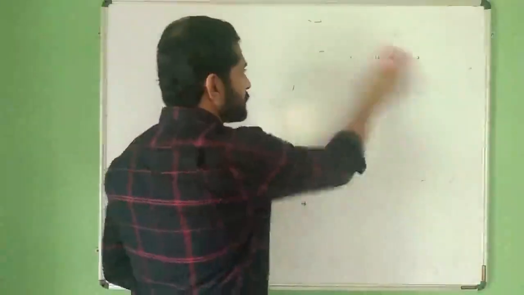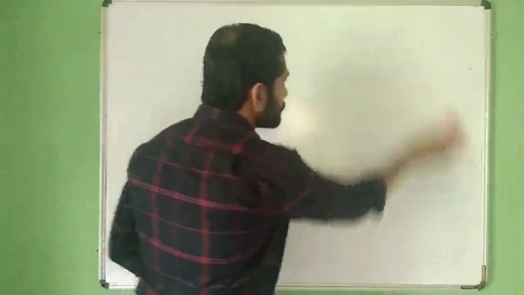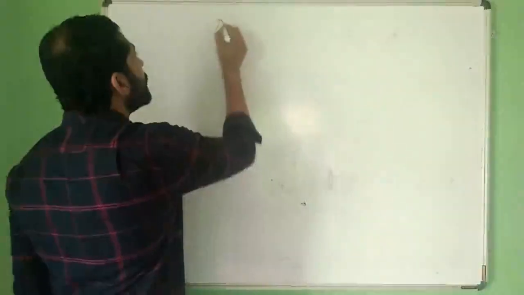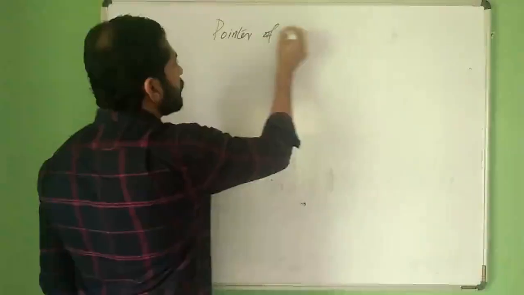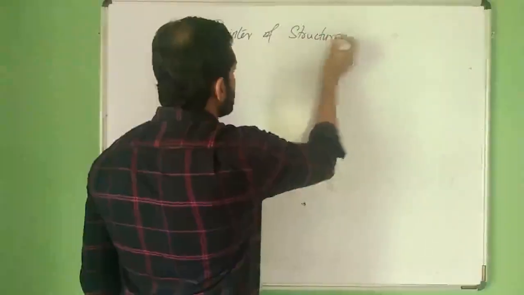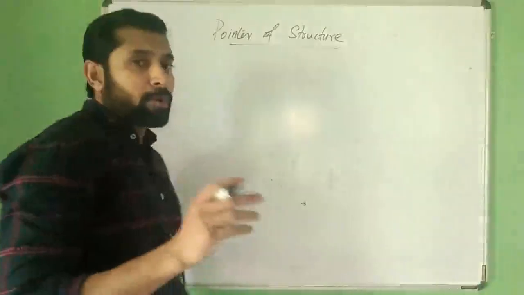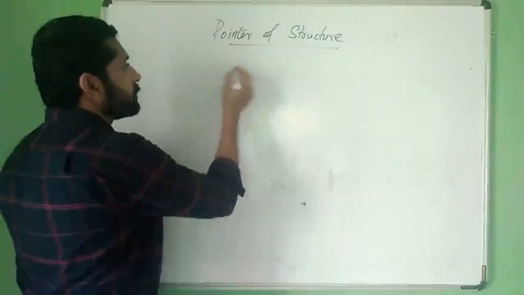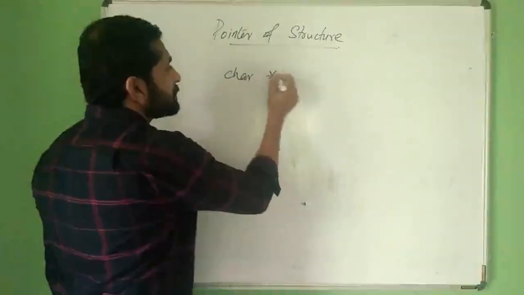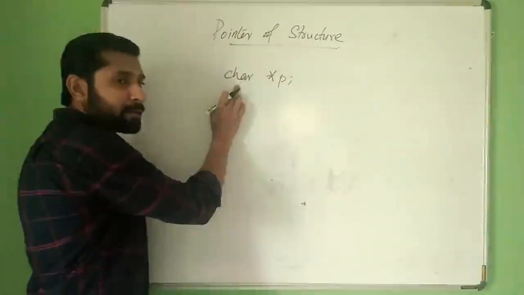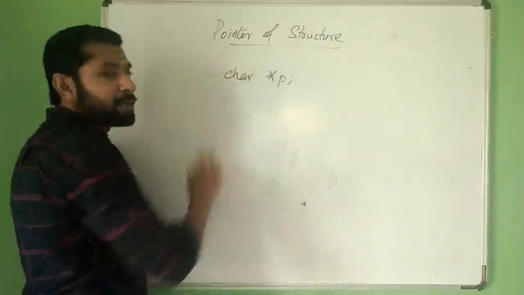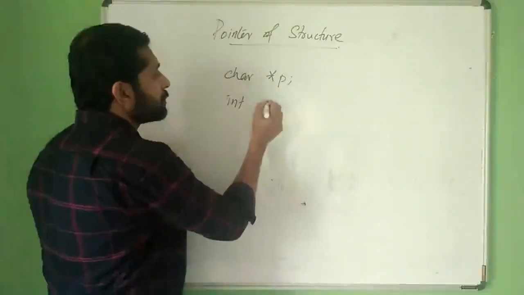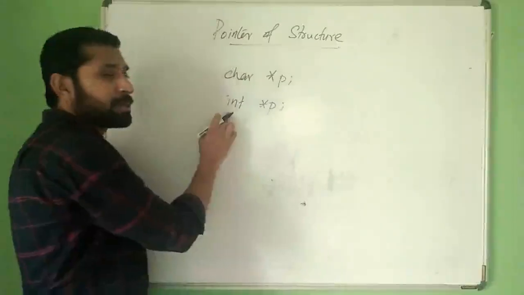Now the next is pointer of structure. We know a pointer has its type, as we have seen, char *p, which means p is a pointer of type character. This is a built-in, fundamental data type. int *p, in this case p is a pointer of type integer.